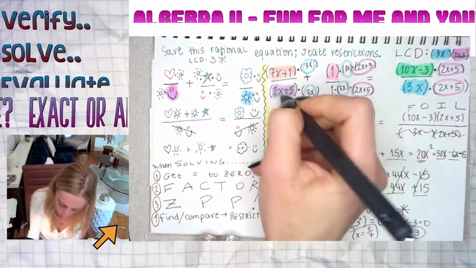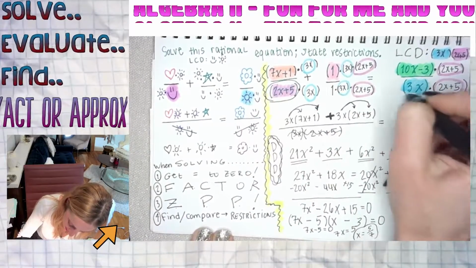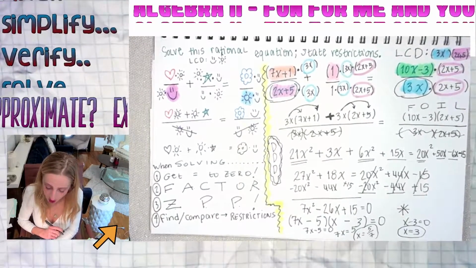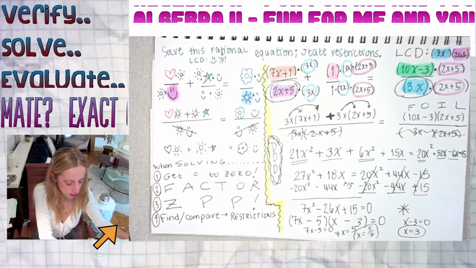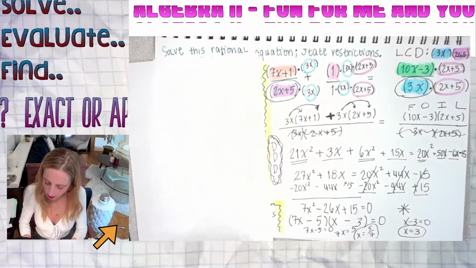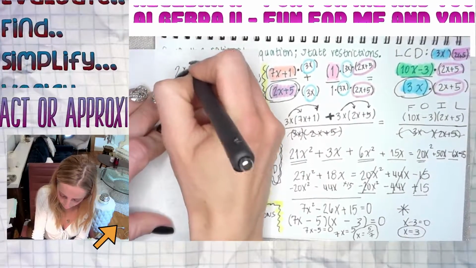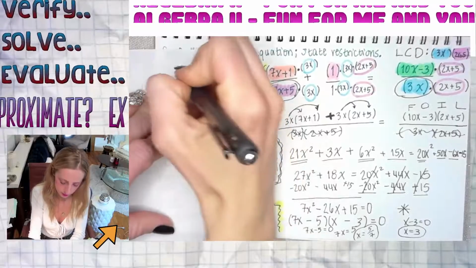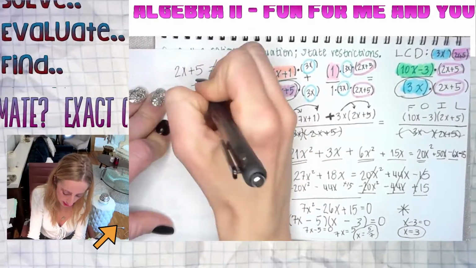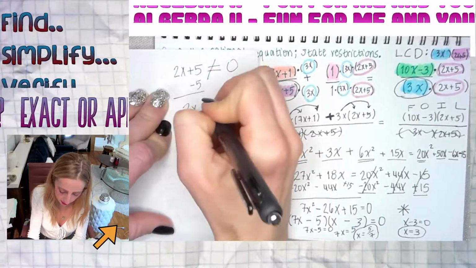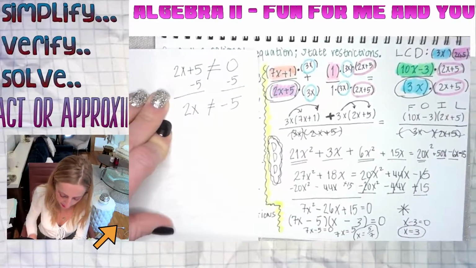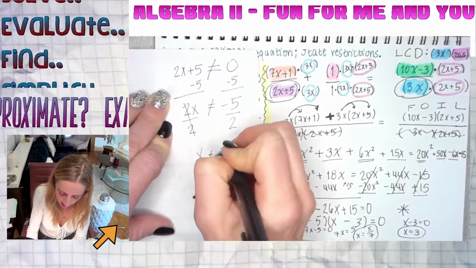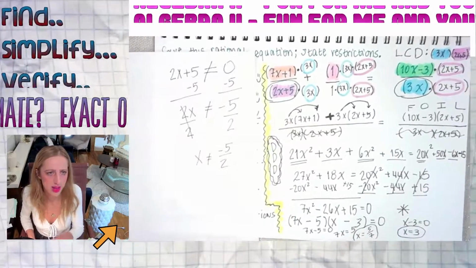How do I get restrictions? You go back to the original problem and you look at all your denominators. My denominators were 2x plus 5 and 3x. And we set our denominators, what do we do with our denominators? We set them not equal to 0, because they're not allowed to equal 0, because you're not allowed to have a 0 in your denominator, because a denominator is what you divide by. And we cannot divide by 0. Dividing by 0 gives you an answer that is, good, guys, undefined. So x is not allowed to equal negative 5 over 2.